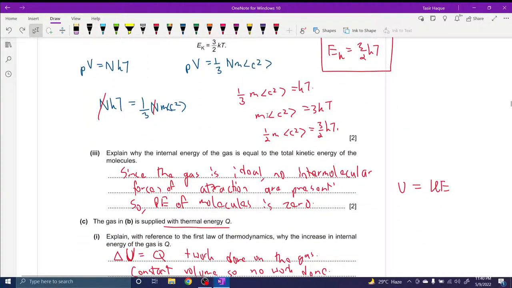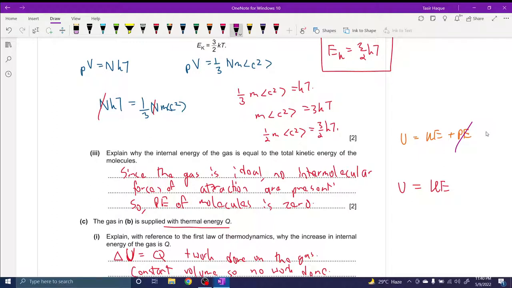Explain why the internal energy of the gas is equal to the total KE. Typically, internal energy is the sum of potential energy and KE of all the particles in a system, given that it is random. So here's the thing. In an ideal gas, there are no intermolecular forces of attraction, so the potential energy of the molecules is actually zero. Typically, internal energy is equal to the sum of KE plus PE, but since there is no PE, the internal energy is totally equal to the KE.